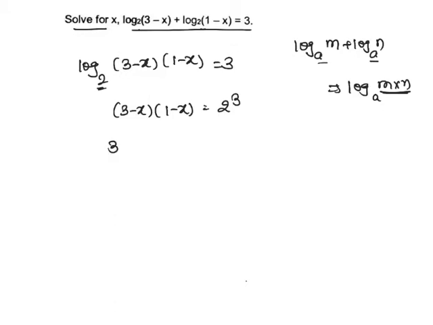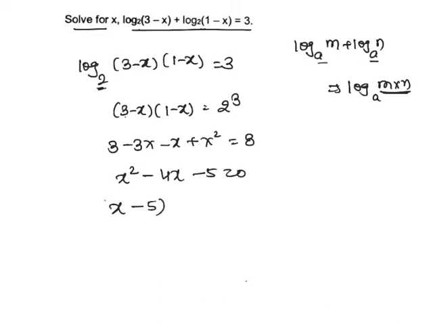What will come? 3 times (3 minus x), minus 3x minus x plus x square, equals 8. If I simplify this, x square minus 4x, and this goes to this side, so minus 5 will come. If I factor this, what will come? (x minus 5) times (x plus 1) equals 0. So x equals 5 and x equals minus 1.